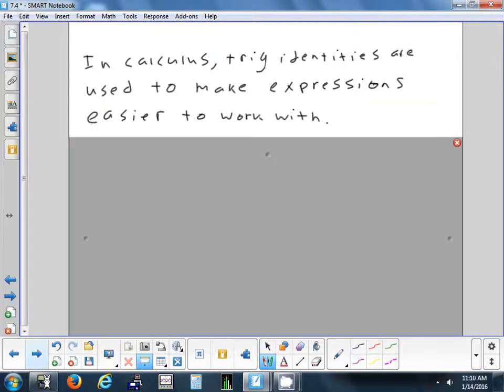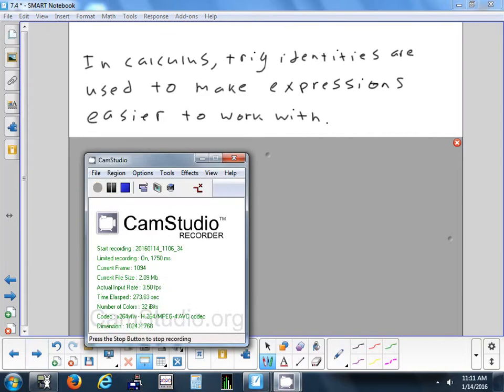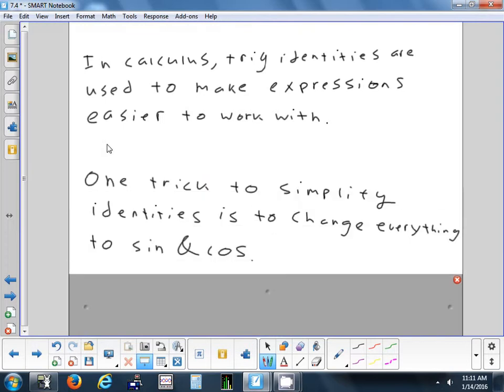All right. So one reason why we might use identities in calculus is to make an expression easier to work with. Make it simpler. So you might have an expression that has a lot of trig in it, and sometimes we can cancel some things out and make it simpler. So that's going to be our goal. And there's different tricks we can use to simplify identities.